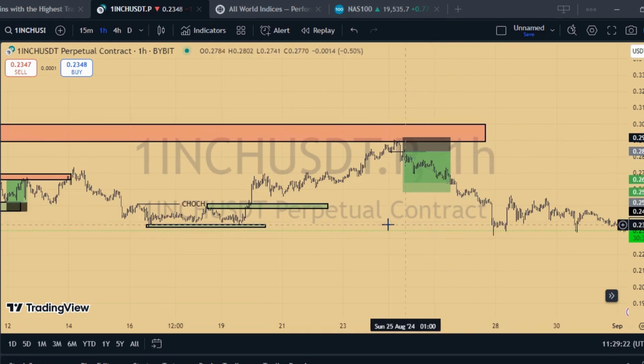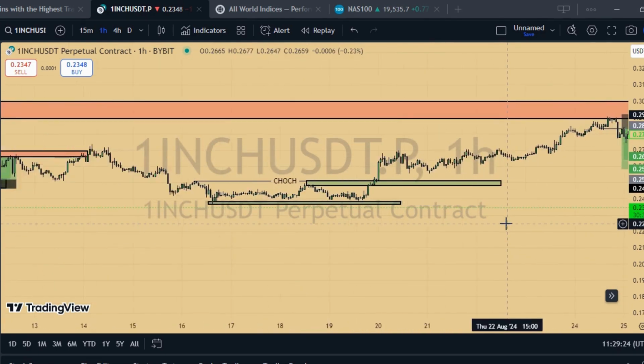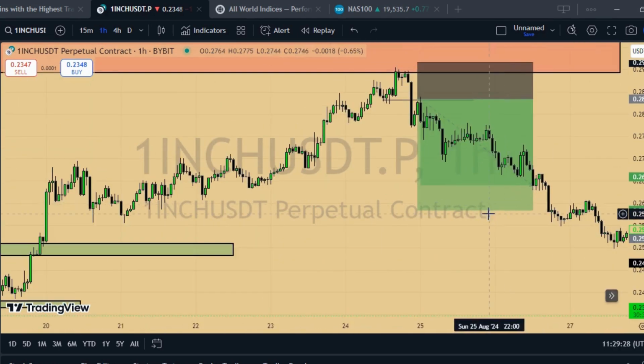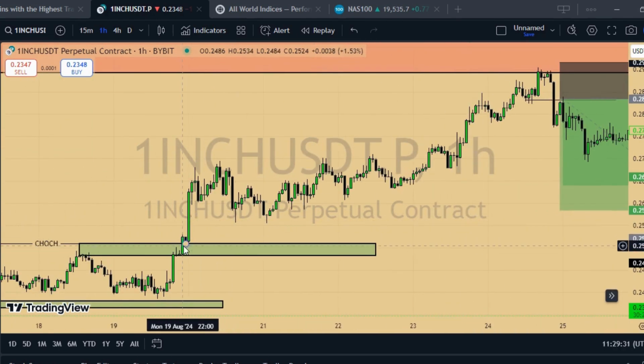Now this is the same thing that I showed you that happened right here. On the 1 hour time frame, the market was giving me a higher high, a higher low, higher high, higher low, higher high, higher low, up to this level. I wasn't seeing any opportunity to sell right here.